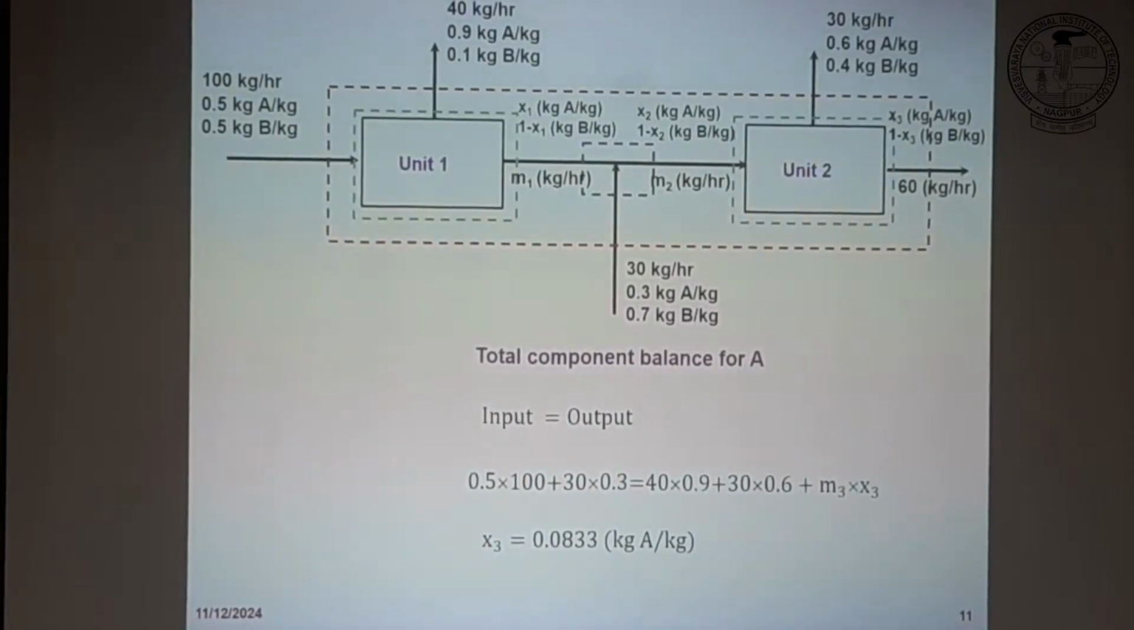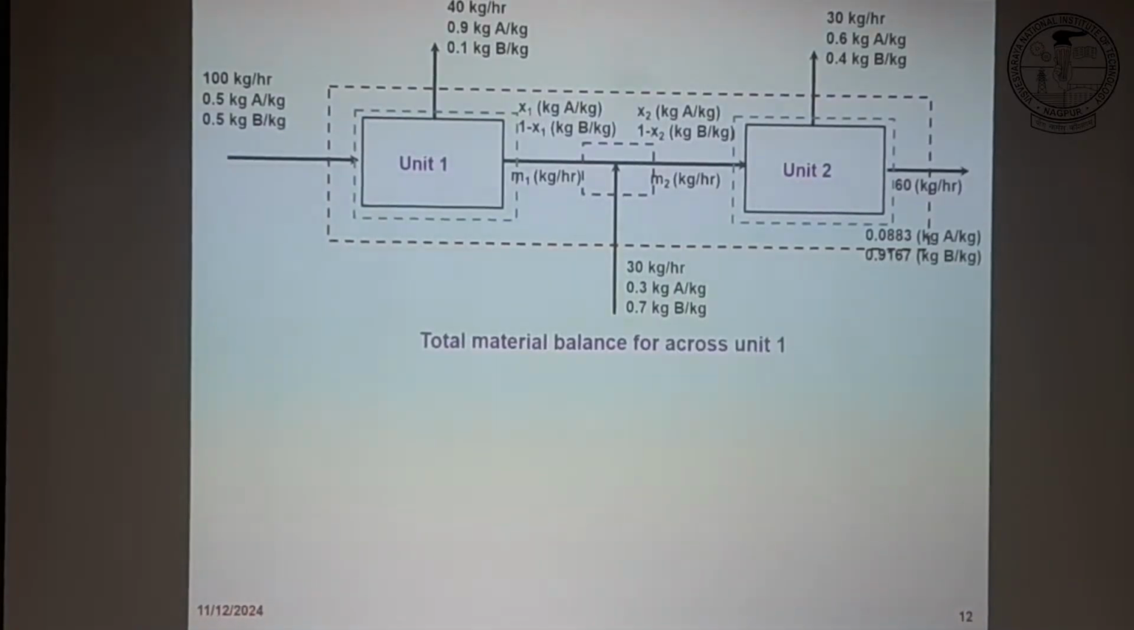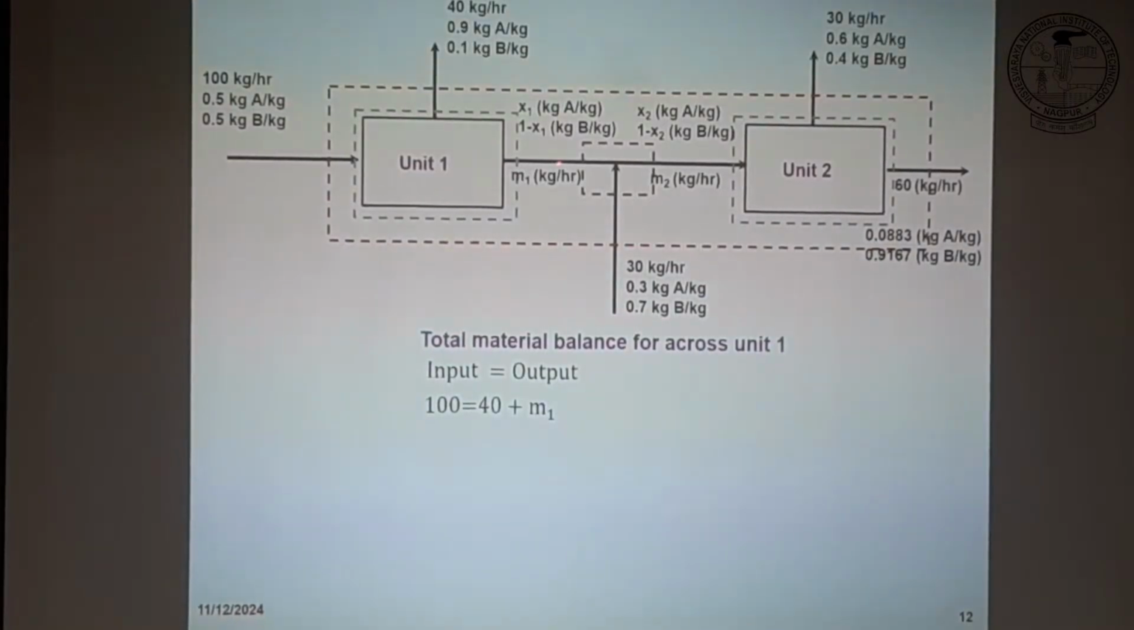Now we have to perform material balance across individual units. So across unit 1, of course, because at this time we have the information about this input and output stream. So the 100 kg which is entering as a feed, and 40 kg which is coming out from unit 1, and the M1 is not available. So we can calculate the M1.